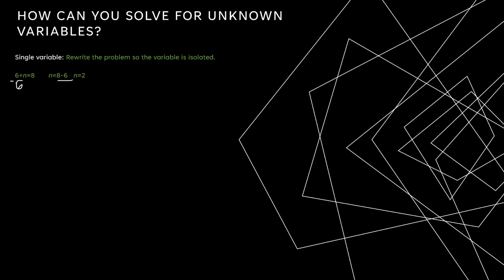And we know that that works because we can double check our work by just plugging the number back into the formula in place of the letter. So our variable is 2, so 6 plus 2 equals 8. Let's take a look at another one real quick. Maybe a little bit more complex.